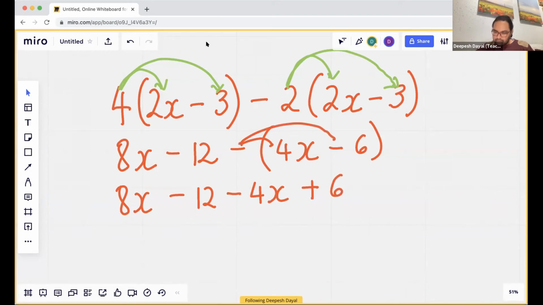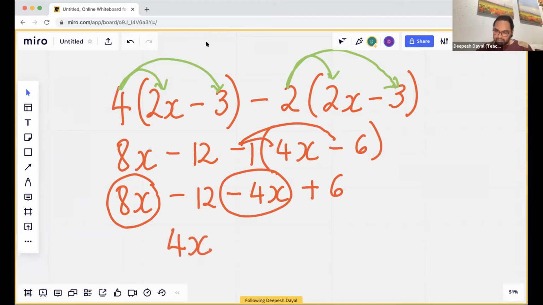Because there's just a minus here, there is like an imaginary 1 there. And it is minus times a plus gives you minus 4x here. And minus and a minus gives you plus 6, right? And then we've got 8x minus 4x, which gives me 4x, minus 12 plus 6, which is minus 6. Okay, yes, I'm getting lots of 4x minus 6, right? So I think the tricky part here is this part here.